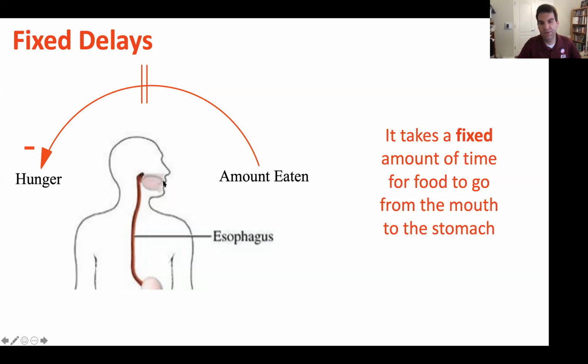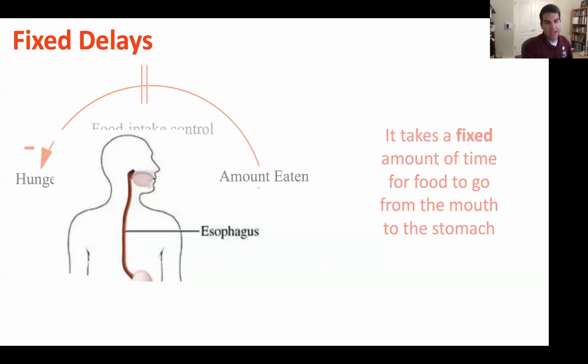So for food to go from the mouth to the stomach, if you think about the esophagus, if you eat food, then it's going to take a certain amount of time just to travel down the esophagus. It basically doesn't matter, up to a certain point, how much food you eat. Whatever pattern goes into the mouth, you will see that pattern a little bit later coming into the stomach, and there's just a simple delay between them. That's what we mean by a fixed delay.